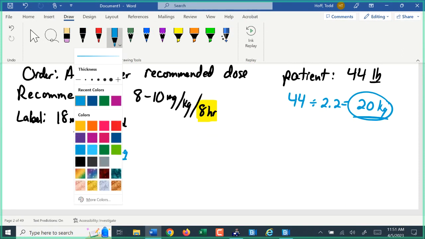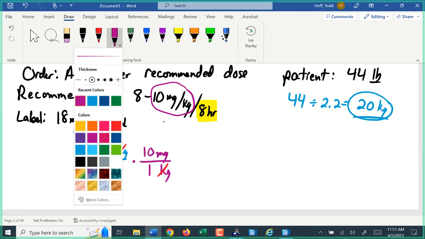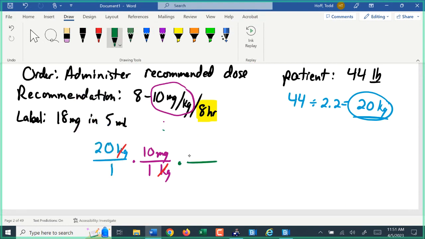Looking through again, we're going to use the maximum recommended dose. In this case, that is the 10 milligrams per kilogram. So kilograms have to go on bottom so that they'll cancel out. It's 10 milligrams per 1 kilogram. So the kilograms cancel out, we're now in milligrams. Next, we want to get rid of the milligrams to get into milliliters. So I'll put milligrams on bottom here. I have 18 milligrams is equivalent to 5 milliliters. So our milligrams cancel out, and we're ready now to calculate.